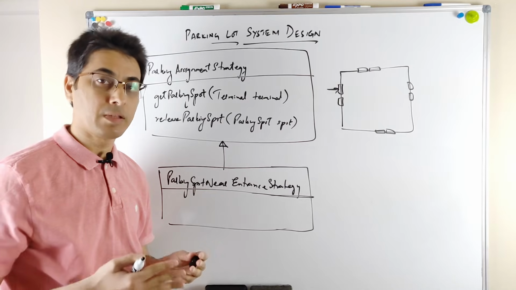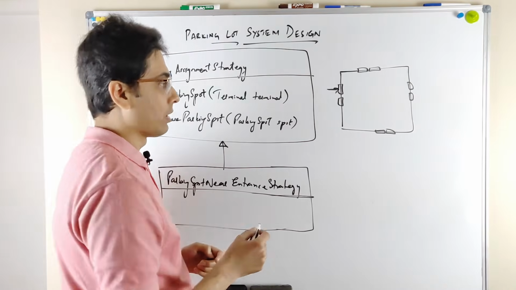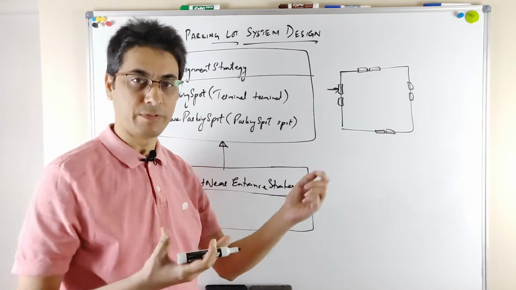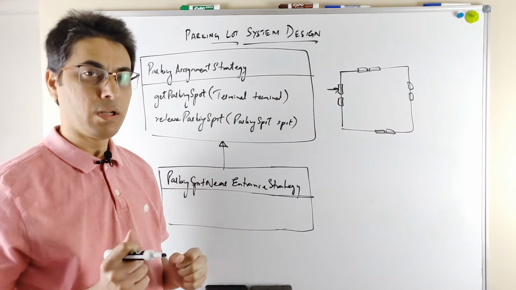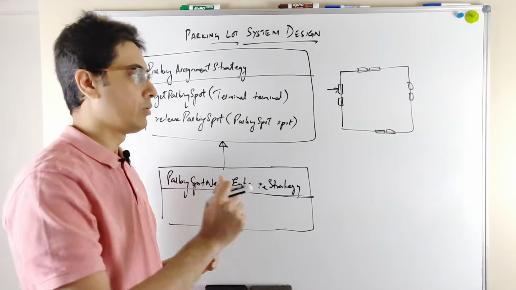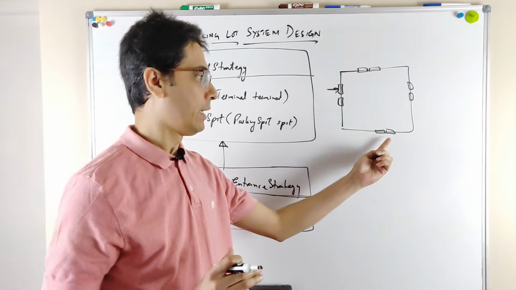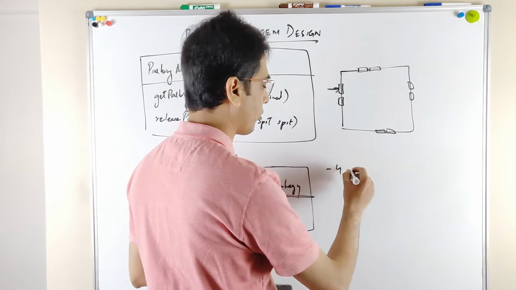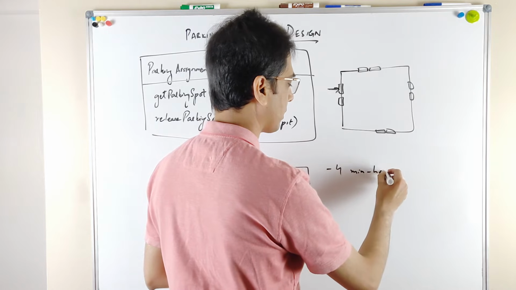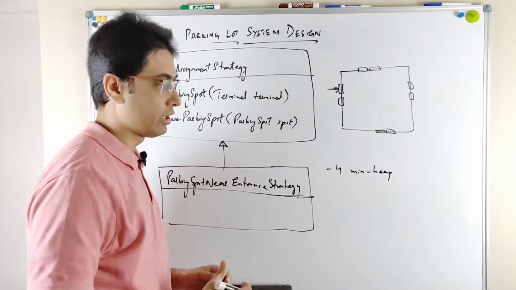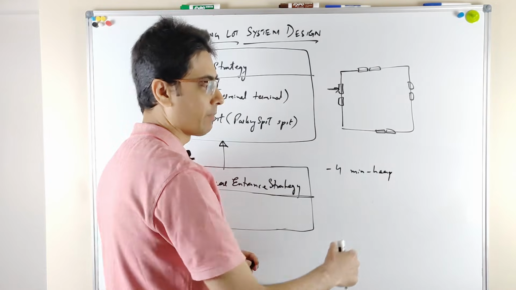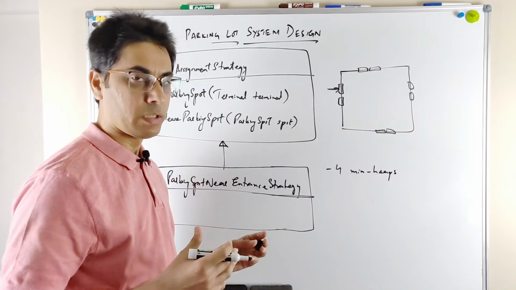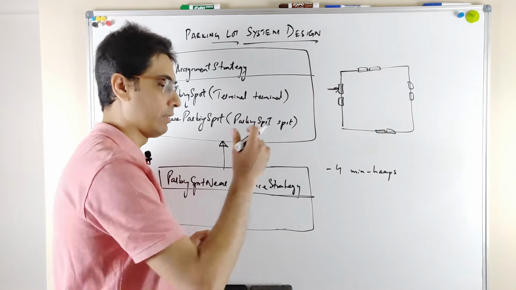In my opinion, the best way to implement it is using min heaps. So we will have as many min heaps as the number of entrances, and all the parking spots will be added to all those min heaps. So for each entry terminal there will be a min heap. So we will have 4 min heaps, one for each entrance, and these min heaps will be storing the parking spots in order of the distance from the entrance.